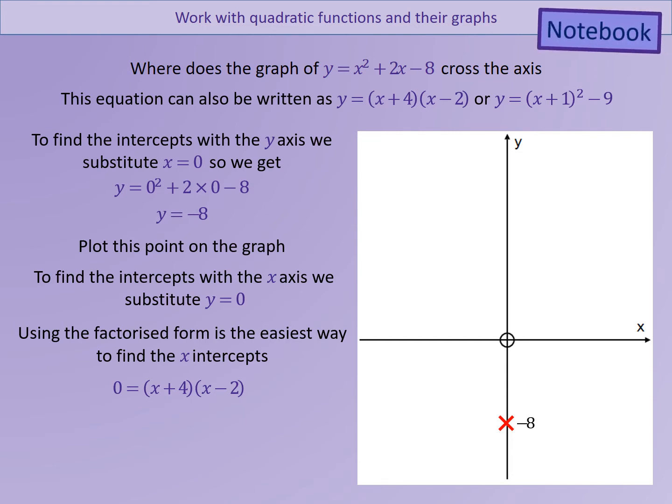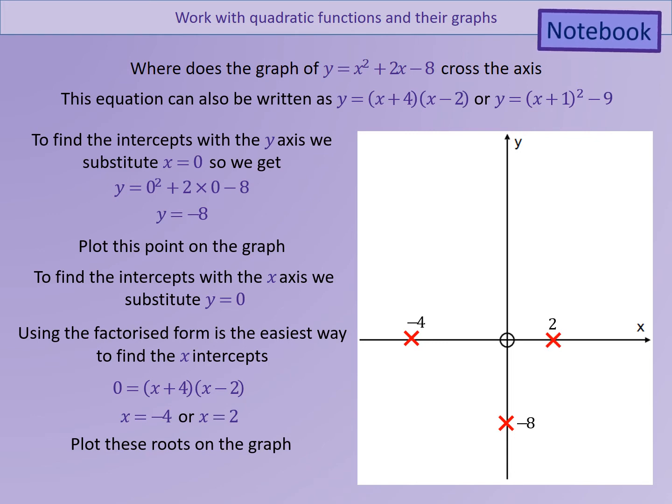Well, these two brackets are being multiplied together, so in order to get an answer of 0, either one or both of these brackets has to be 0. So if I make the first bracket equal to 0, that's going to give me an x value of minus 4. And if I make the second bracket equal to 0, then it's going to give me an x value of 2. And that's where the two x-intercepts come from that I'm now going to plot on the graph.